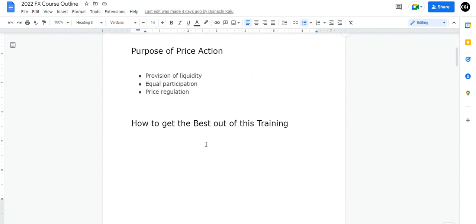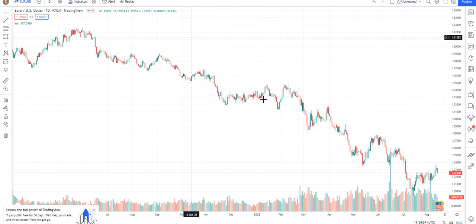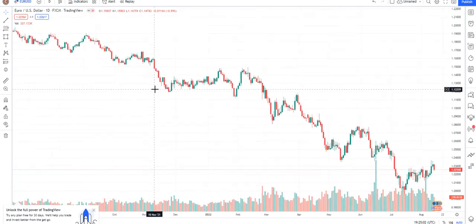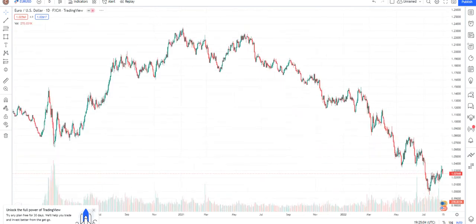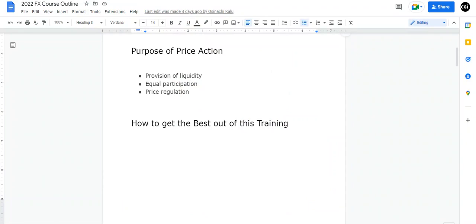All right. So, purpose of price action. Now looking at the chart, it may seem very random here. You understand? But it has a purpose. It has a purpose of why things are like this and why it moves the way it moves. So the first purpose here is provision of liquidity.